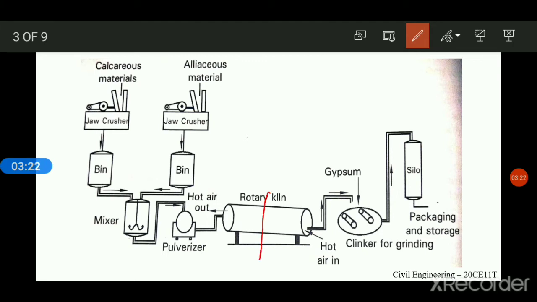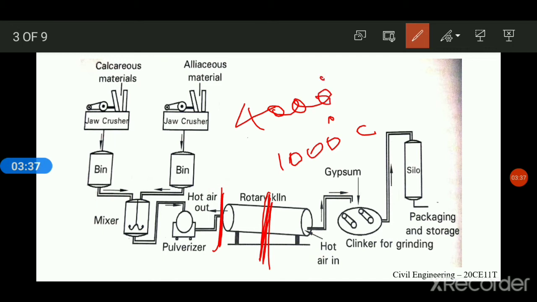In the central part, that is the calcination zone, the temperature is around 1000. I told you, in the upper part the temperature is 400 degrees Celsius. In the central part, 1000 degrees Celsius, where decomposition of limestone takes place.